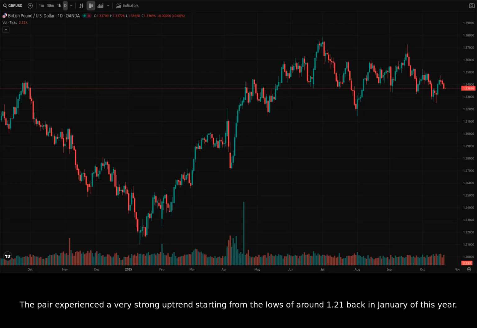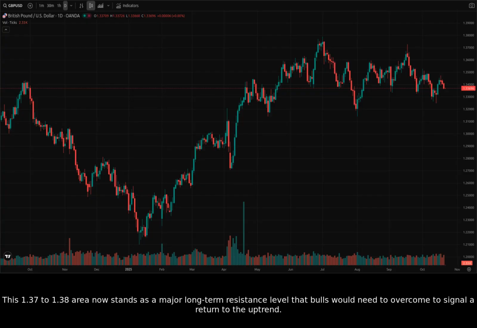The pair experienced a very strong uptrend starting from the lows of around 1.21 back in January of this year. That bullish momentum carried the price all the way up to a significant peak of around 1.377 in mid-September. This 1.37 to 1.38 area now stands as a major long-term resistance level that bulls would need to overcome to signal a return to the uptrend.